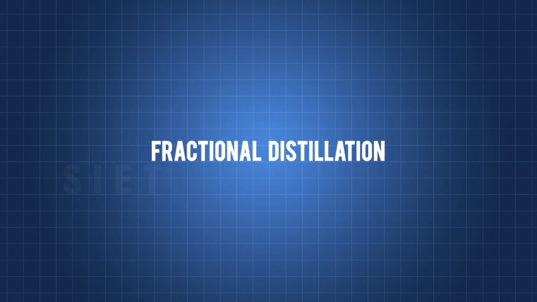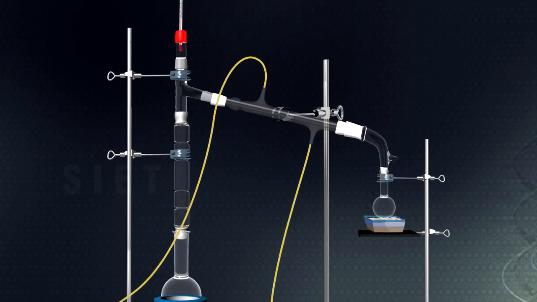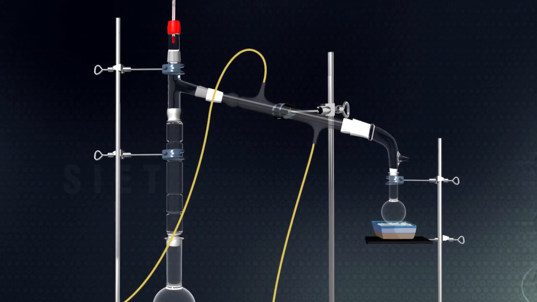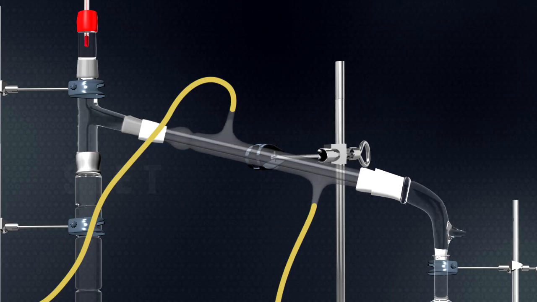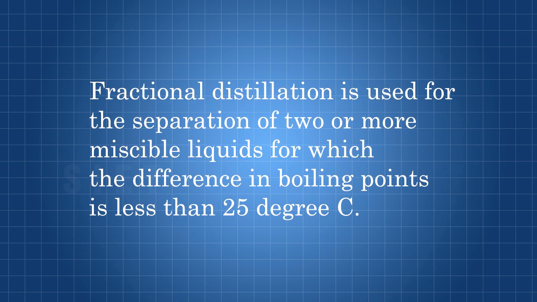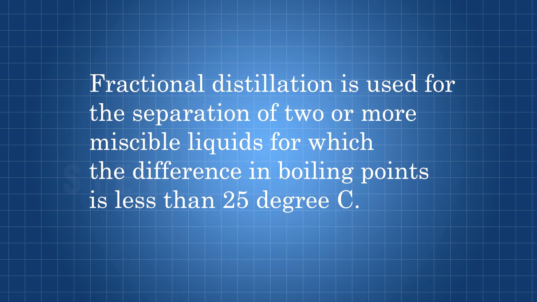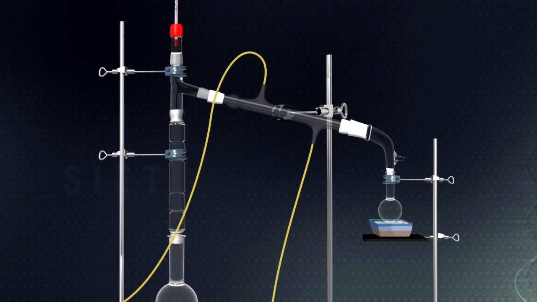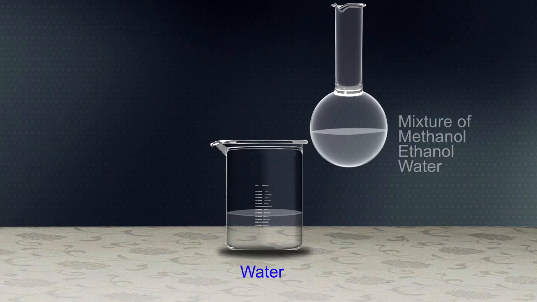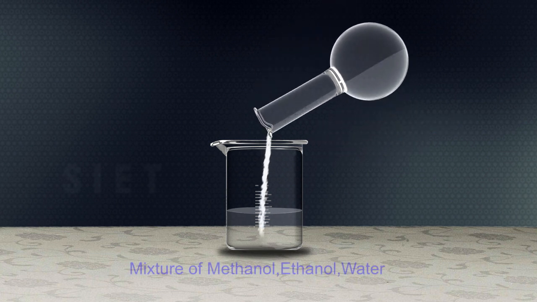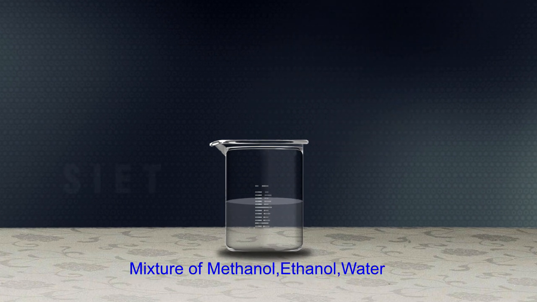Fractional distillation. We will study another method of separating components of a mixture. This method of separation is similar to distillation. Fractional distillation is used for the separation of two or more miscible liquids of which the difference in boiling points is less than 25 degrees Celsius. Let us do an experiment to separate a mixture of methanol, ethanol and water.